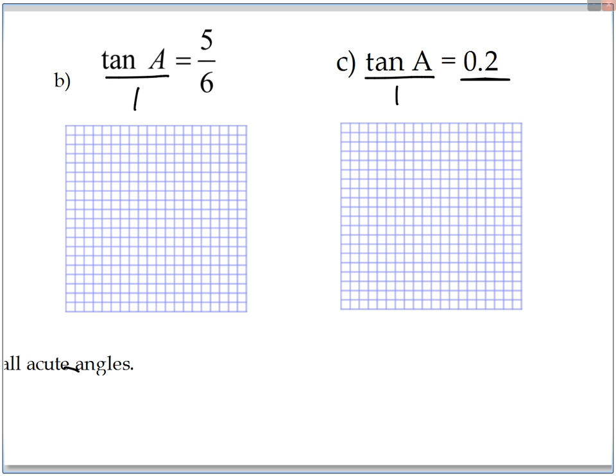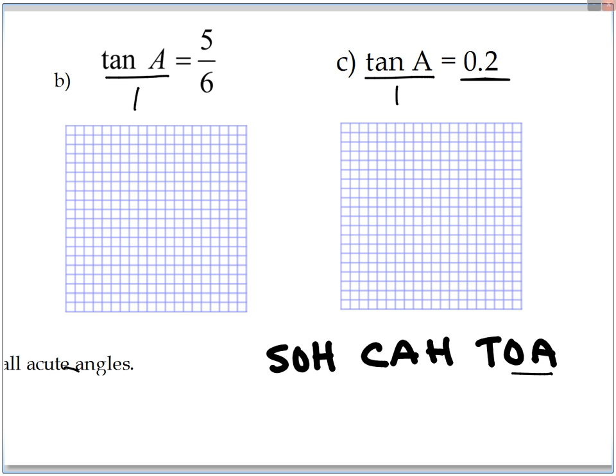So tangent, what are the formulas again? So, SOH CAH TOA. So what does tangent work with? Opposite and adjacent, okay? So for the 5/6, which one's which? 5 is the opposite, 6 is the adjacent. Okay, so put a point on the grid, mark it A.